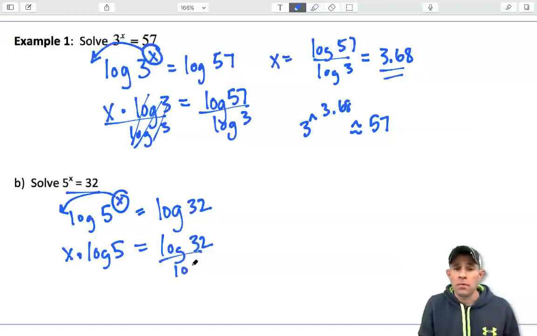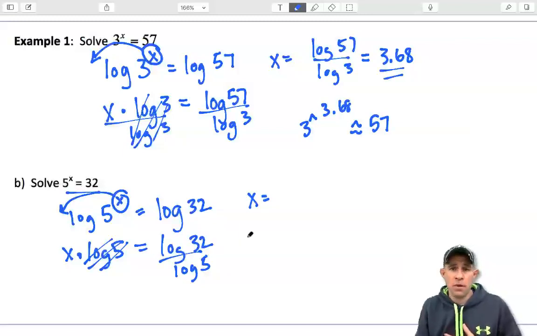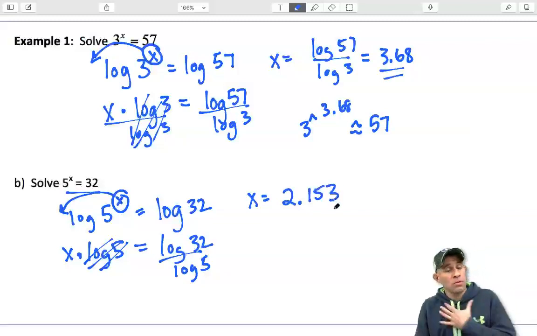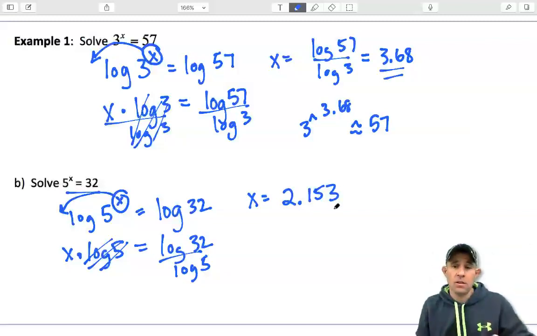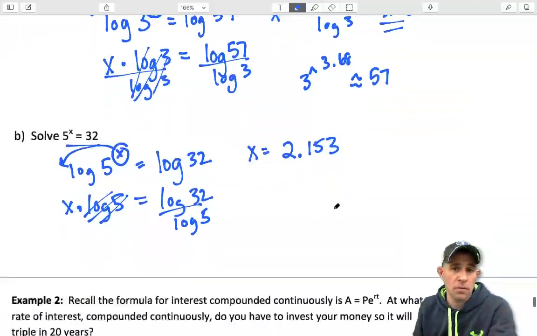And then we're going to divide both sides by log 5. That will get rid of it on this side. Now x will be equal to log 32 divided by log 5. And again, that will give us on our calculators 2.153. Don't take my word for it. Check it on your graphing calculator. Make sure you're getting it as well.